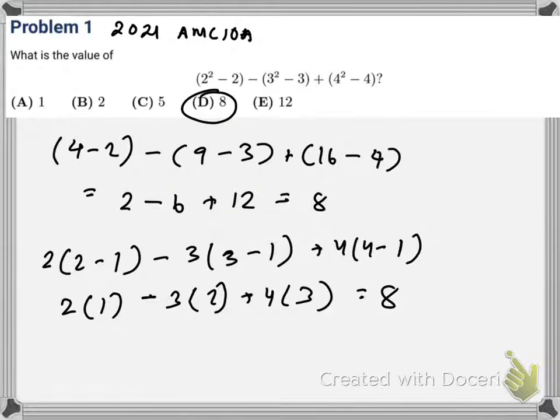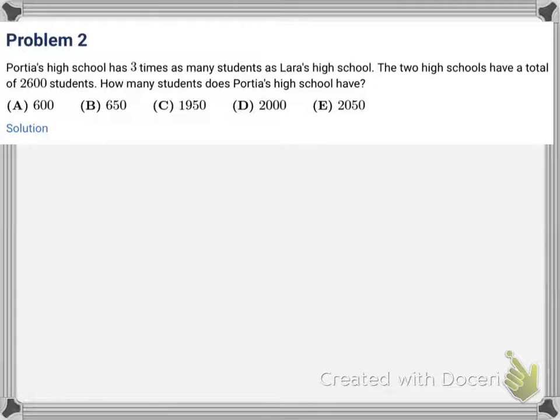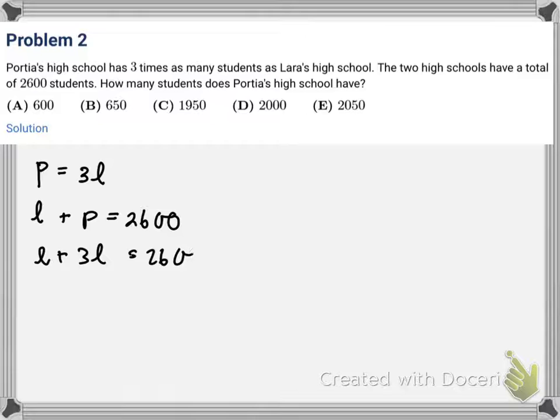So there we go. All right, jumping over to the next problem, which is problem 2 on that same test, AMC 10A 2021. Portia's high school has 3 times as many students as Laura's high school. So if we say the number of students at Portia's high school is P, and the number of students at Laura's high school is L, then we can say P equals 3L. The two high schools have a total of 2,600 students, so L plus P equals 2,600. Now, substituting P equals 3L, I can say L plus 3L equals 2,600, which is essentially 4L.